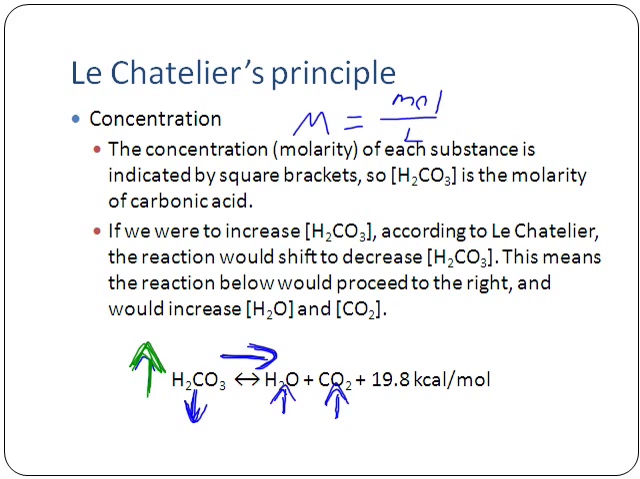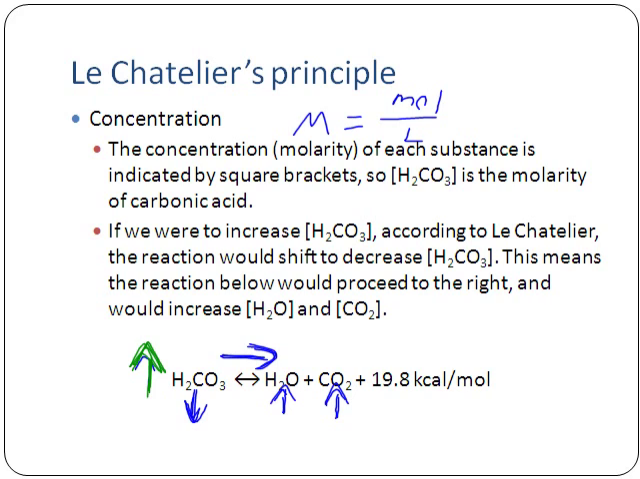Okay? Now, if I do the opposite, if instead of increasing the concentration of H2CO3, I decreased it, then the reaction would shift not to the right, but to the left, so that it would try to undo what I did to it. Because if I decrease the concentration of H2CO3, it wants to then increase the concentration of H2CO3. And so it's going to move from the right to the left.